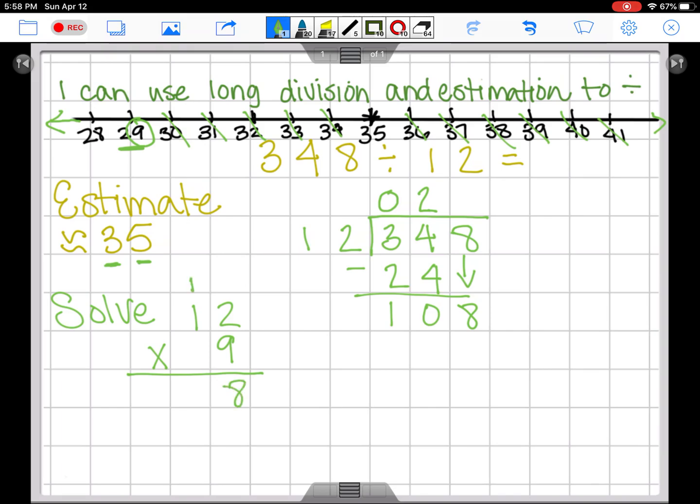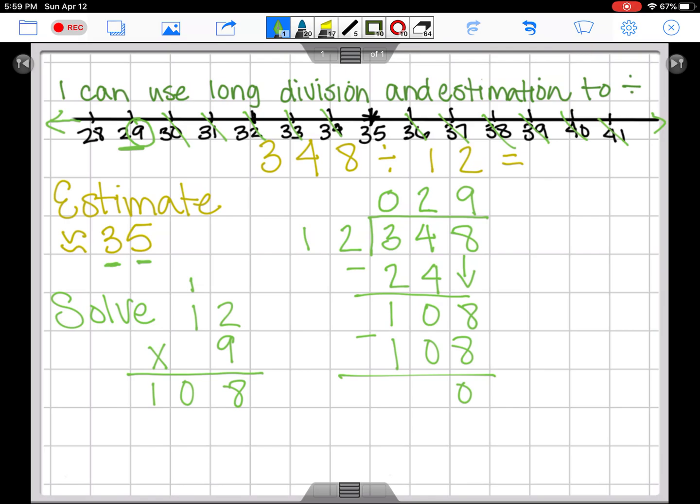So 9 times 2 is 18. 9 times 1 is 9, plus 1 is 10. Ding, ding, ding, we have a winner, team members. We can put that right in here. We know that 9 times 12 is 108 because we just solved it. We subtract and have nothing left over.